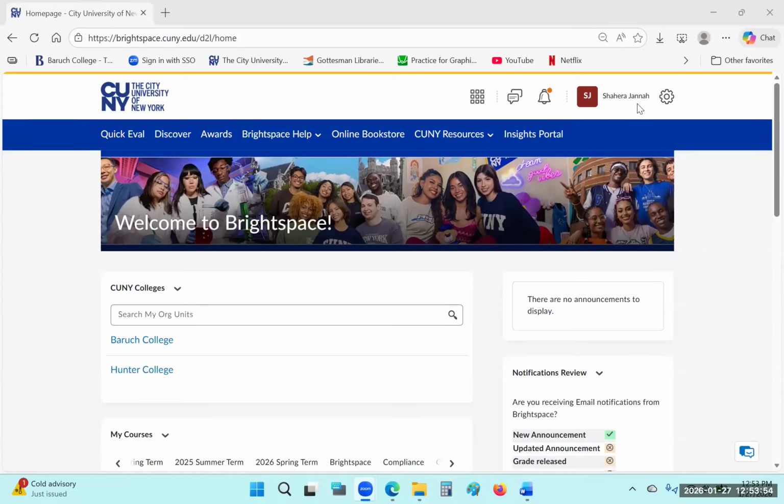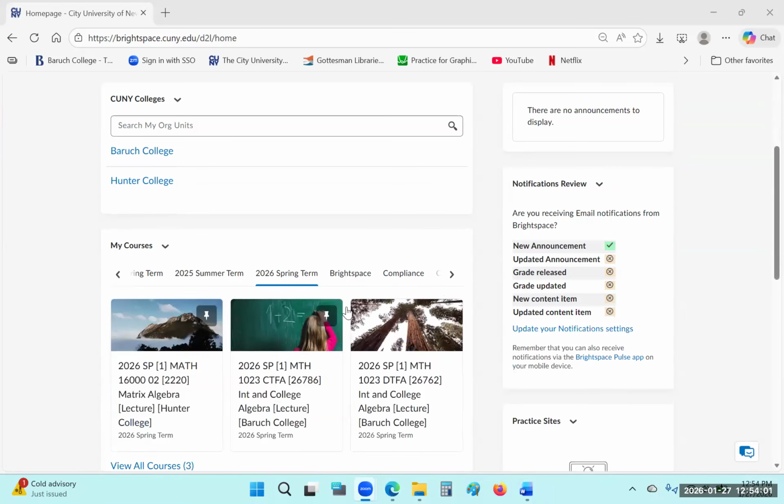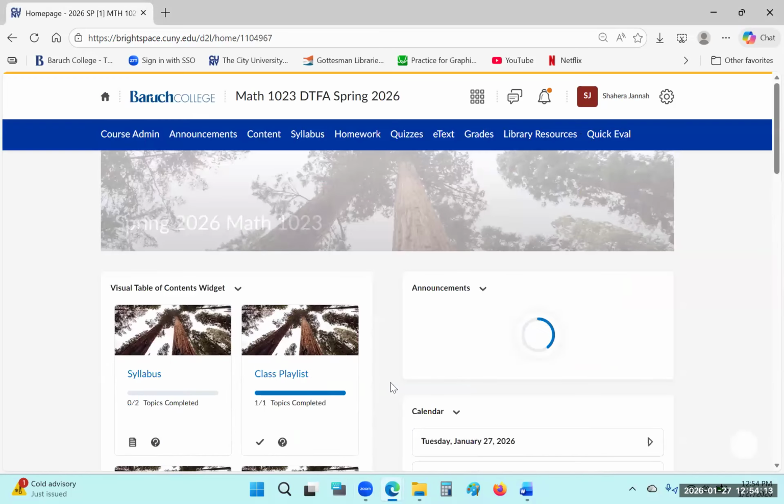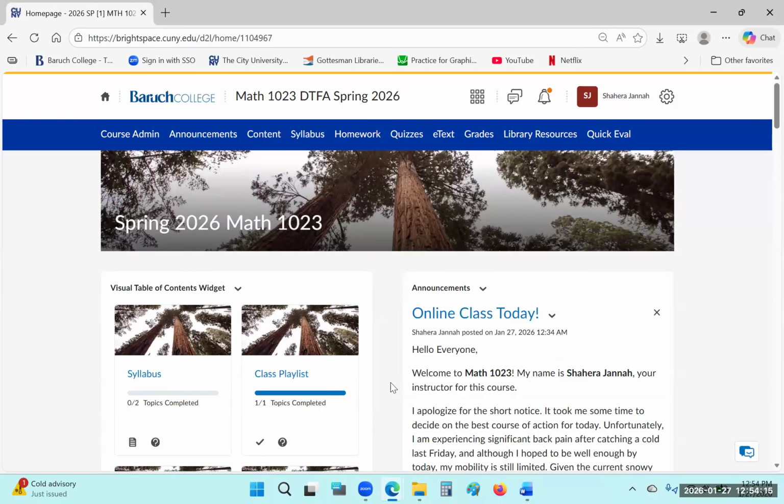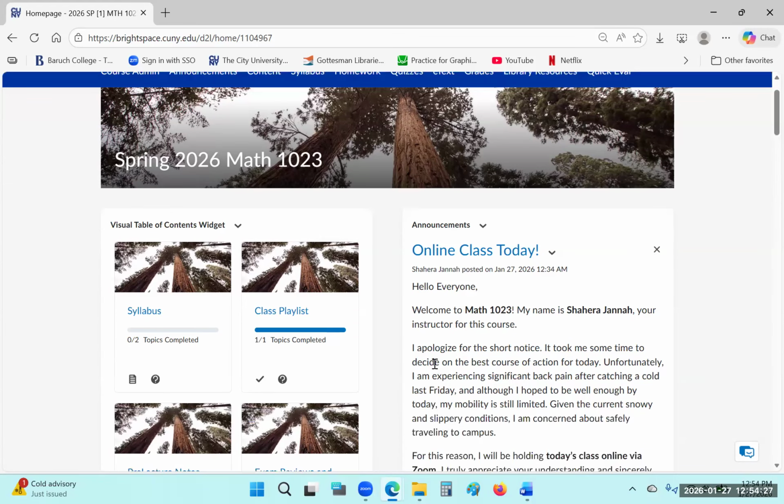The first thing you see after you log into Brightspace is your main page. When you scroll down, you see whatever classes you're taking in spring 2026. All the classes will be here. For us, our class is 1023 DTFA. Once you click on it, the left side has many tabs and the right side has announcements. Anytime I post any announcement, it will be on the right side, one after another. I posted this announcement last night, so it's here.